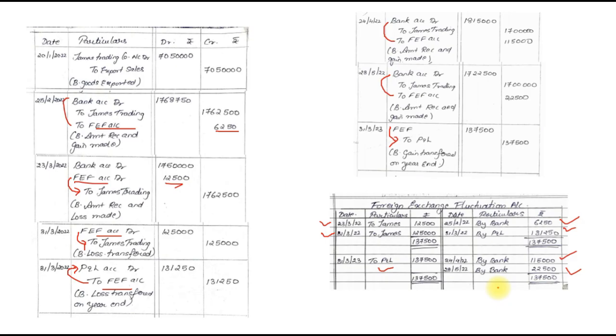So this is how you all had to solve the problem sum, which was based on foreign exchange fluctuation account. You have to pass the journal entry and then prepare the FEF account. Okay, chalo. I hope everyone has understood this. With that, we will be ending this video here.